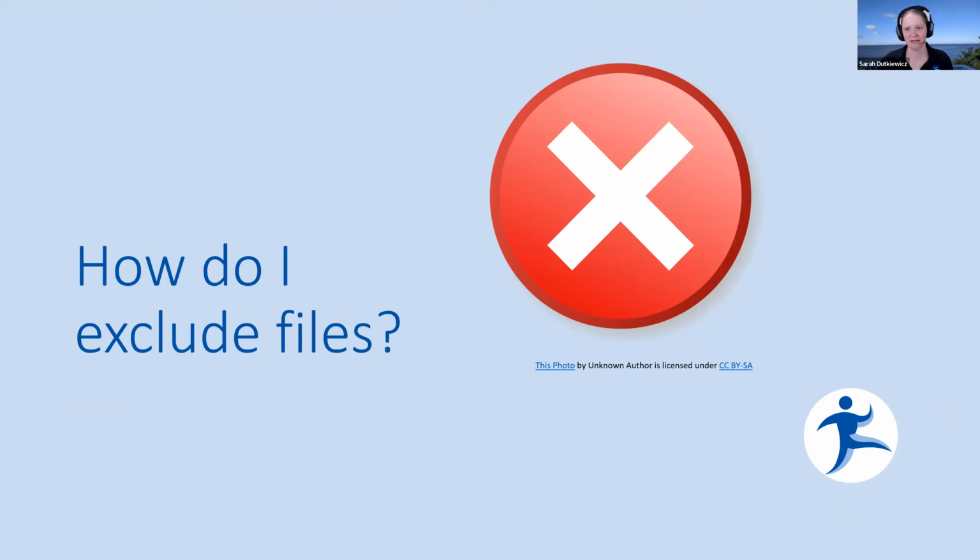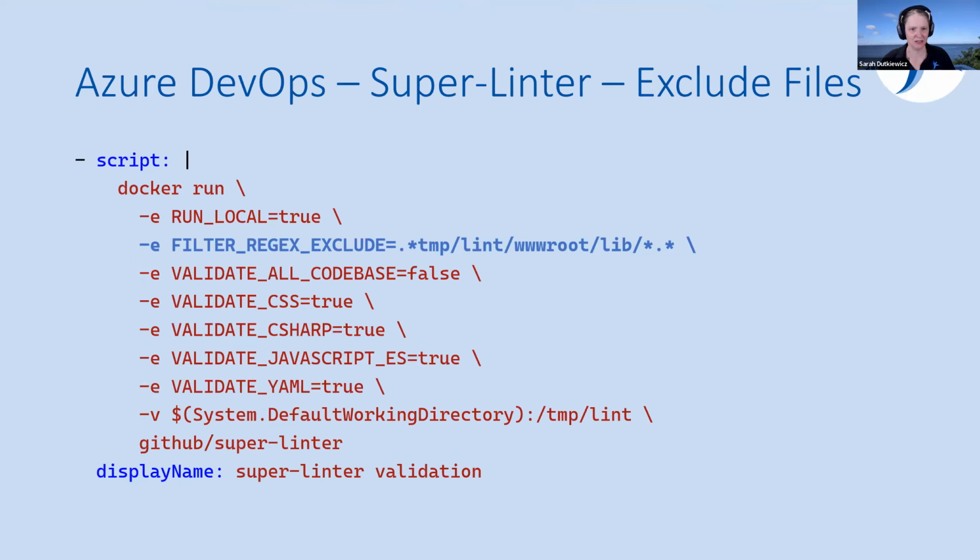Well, Super-Linter does have another environment variable that we can pass to it. So those -e's in Azure DevOps. So -e FILTER_REGEX_EXCLUDE, and then you can tell it which ones to exclude. So you can say ignore all of those that are under the wwwroot lib folders, exclude all of those. I don't care about any of my third-party libraries. Don't lint their stuff.